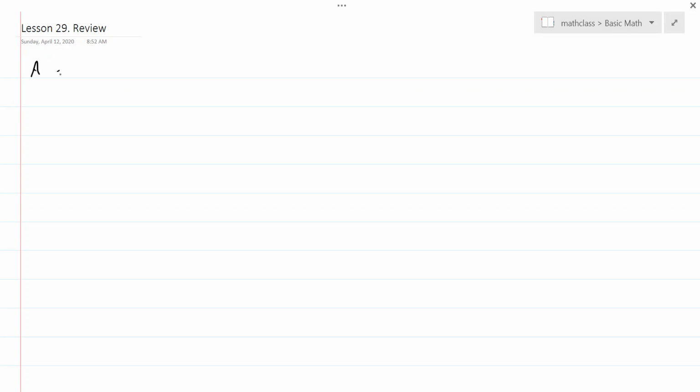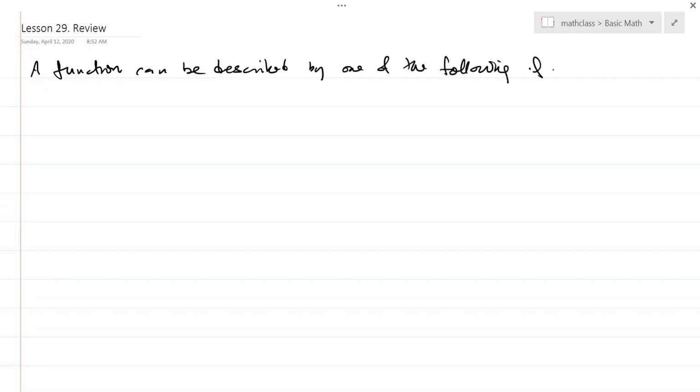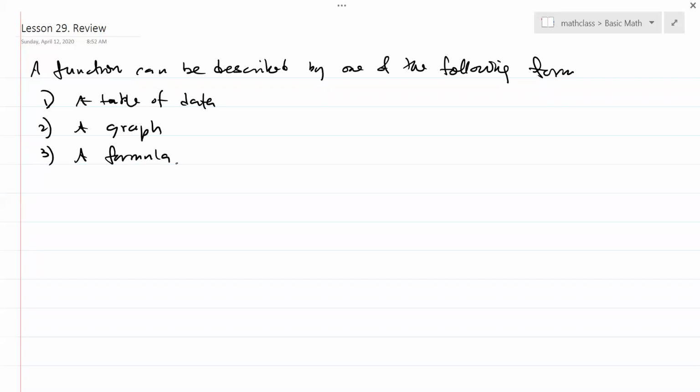A function can usually be described by one of the following forms. One is just a table of data. It's also called a function. Second, a graph. The most common one is a formula. So today I'm going to talk about formula.